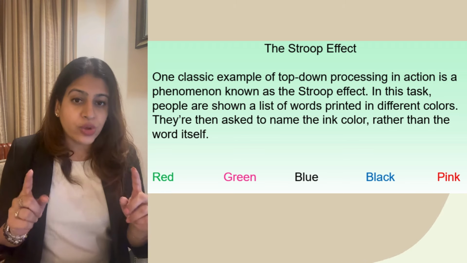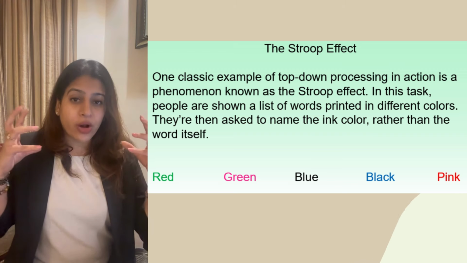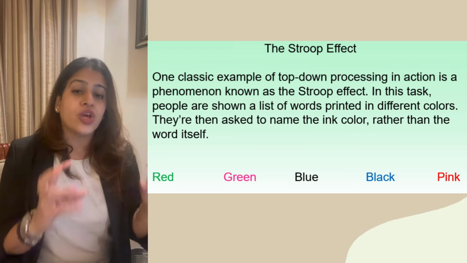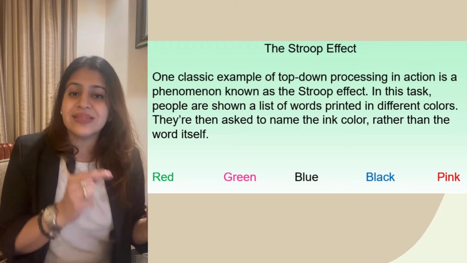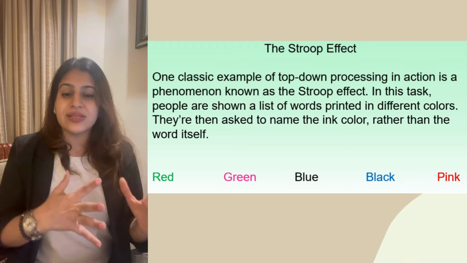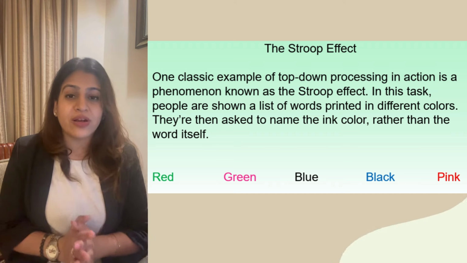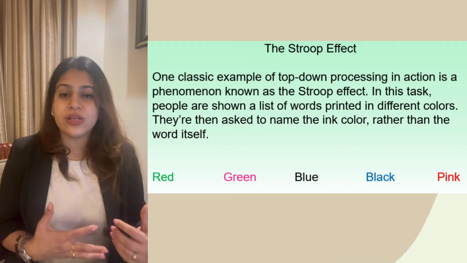You are not using your senses here. According to your schema, your brain works by reading the word. So you are reading the word rather than seeing the color of the word. This is top-down processing in the Stroop effect. So I hope you have understood what bottom-up and top-down processing are.